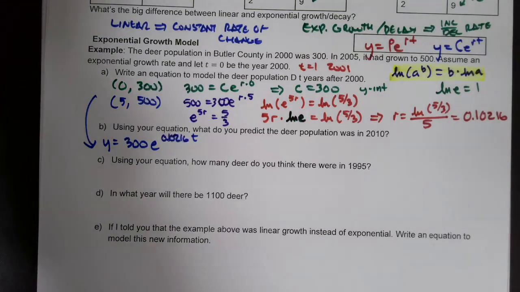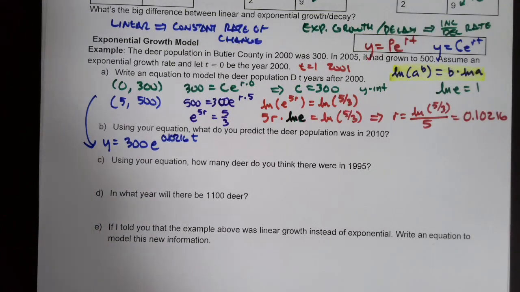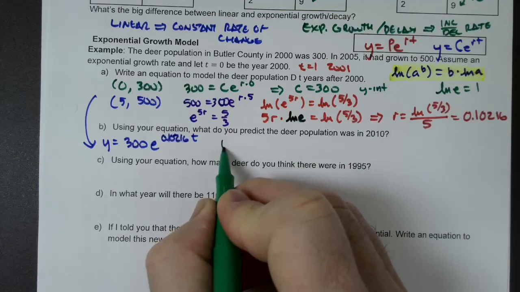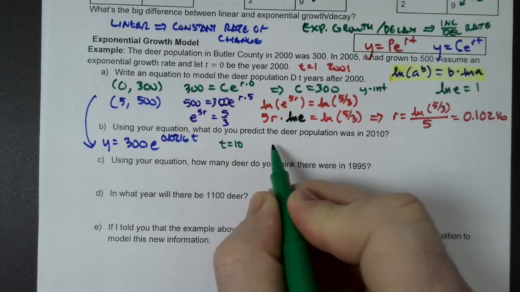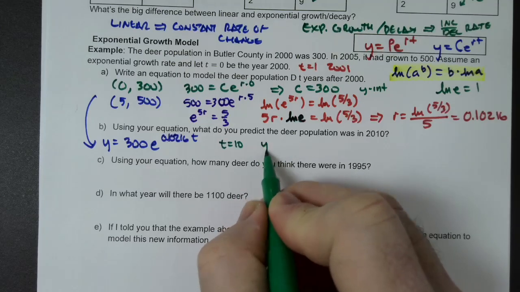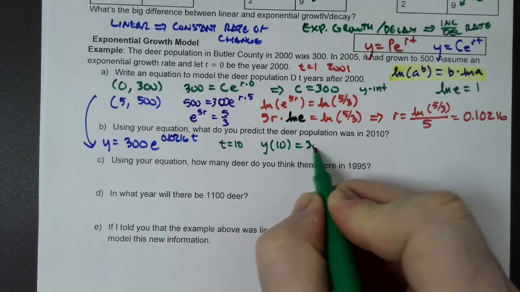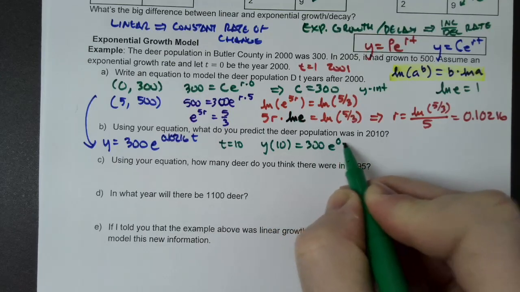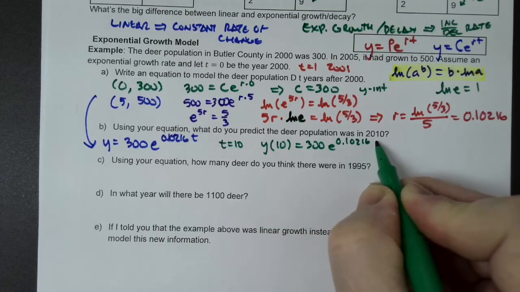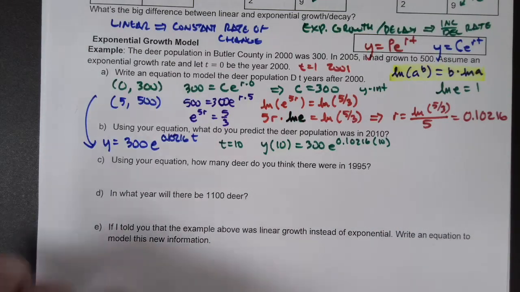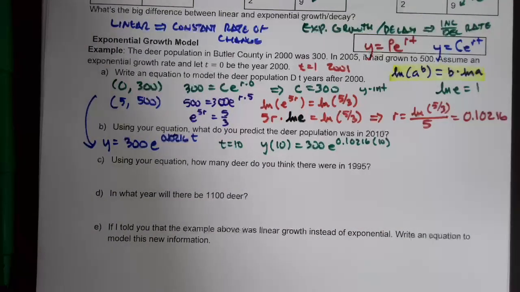It says using your equation, what would you predict the population was back in 2010? 2010 is when t equals 10. We need to calculate y of 10. 300 e to the 0.10216 times 10, which means I probably should pull my calculator back out and take a look at this one.